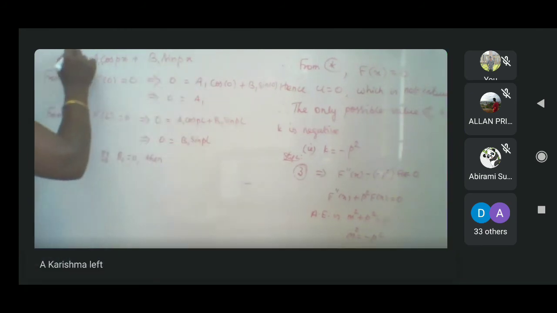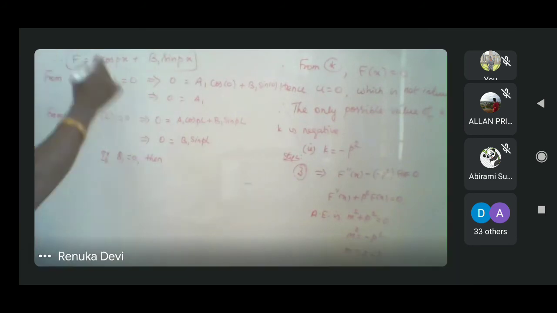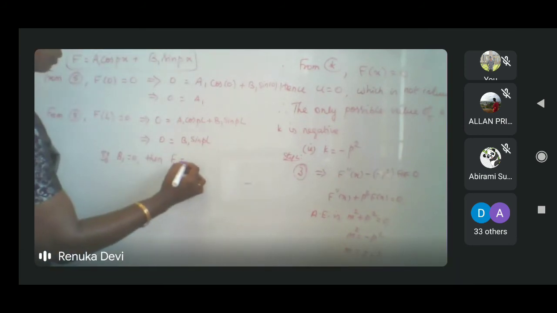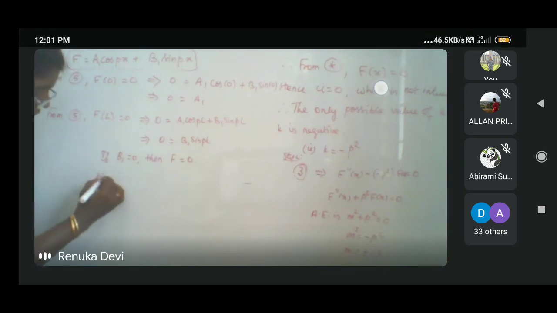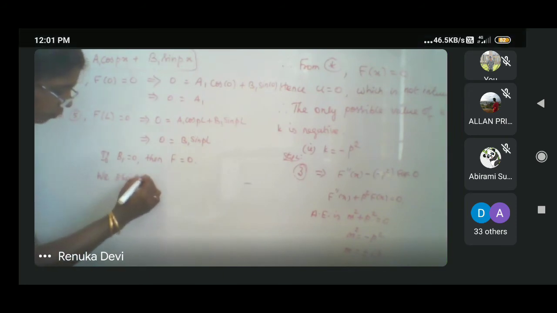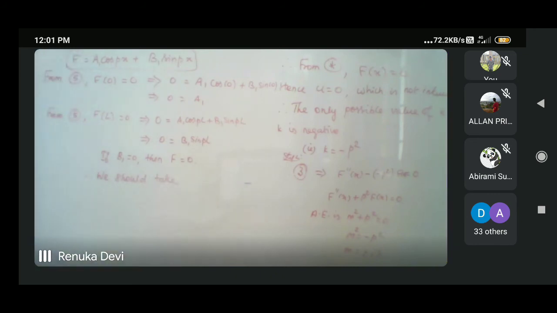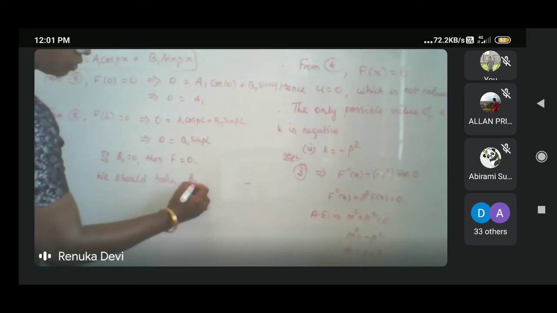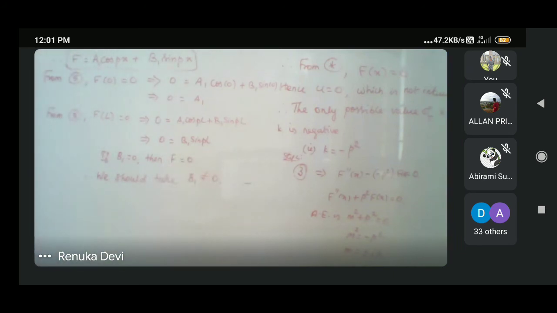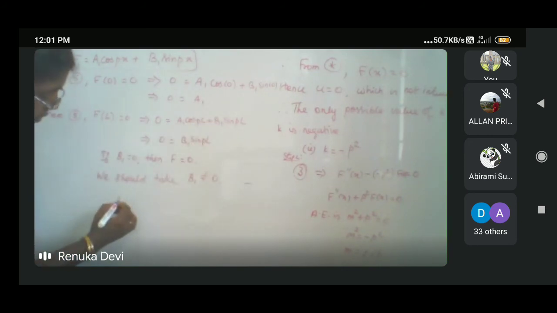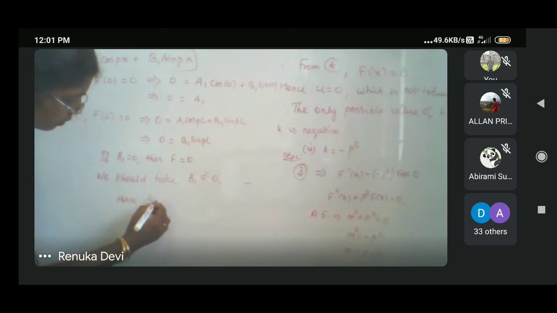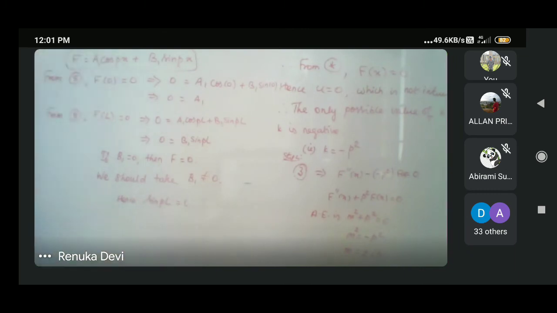this equation, if b1 equals 0, then f is equal to 0, isn't it? So this is also not of interest, so we should take b1 not equal to 0. That is, the product of two terms is equal to 0 and one is not equal to 0, therefore the other should be equal to 0. Hence, sin of pL must be equal to 0.